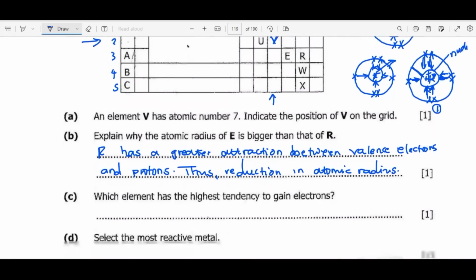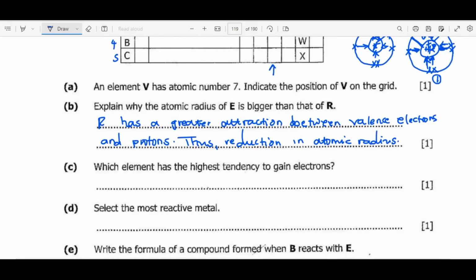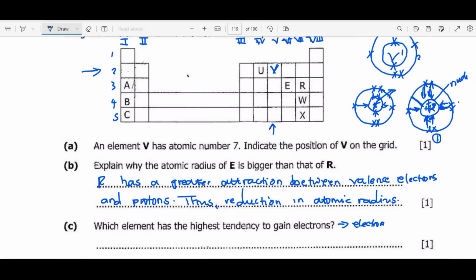Right, so we move on to question C. Under question C, which element has the highest tendency to gain electrons? So we are looking at elements or atoms that are more electronegative. So electronegativity is the tendency of atoms to attract electrons, or the elements that gain electrons. So for this one, the most electronegative are those from group 7. So group 7 are these. So it's R. So we'll go with R.